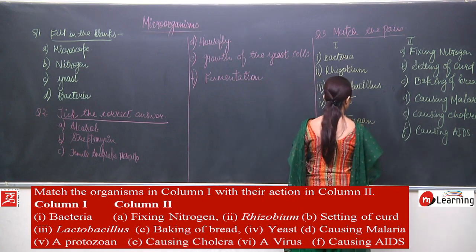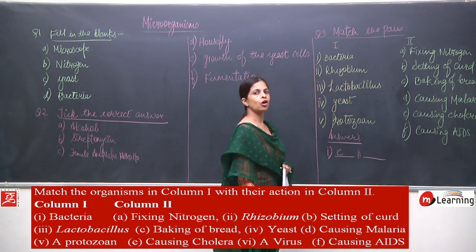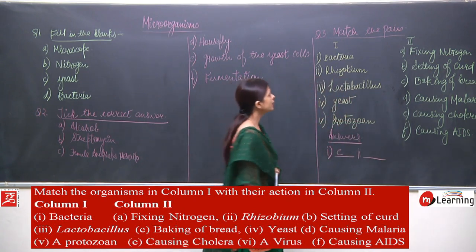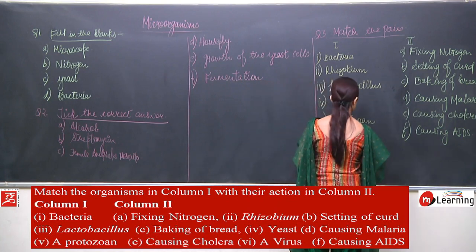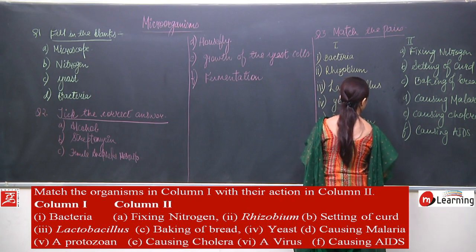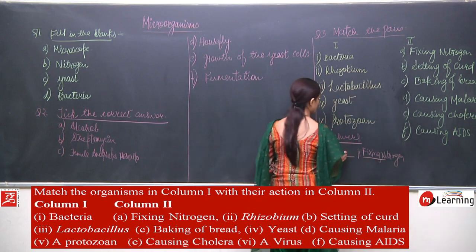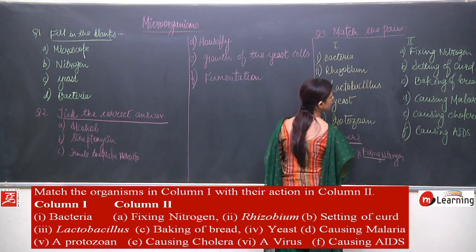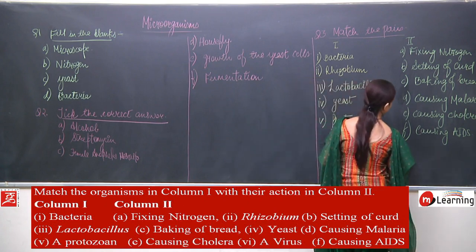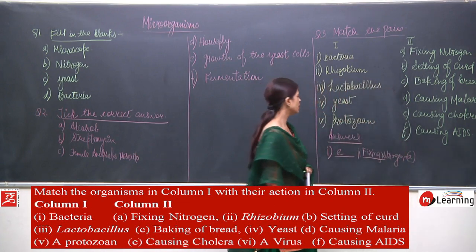Now come to the second one, and second one is rhizobium. Without seeing the options, we all can write that rhizobium is for fixing nitrogen. Oh, I wrote the answer over here. So okay, then for first also I will write, then it was cholera or E if it is written, and here nitrogen fixing means it is A. Now I won't be writing in detail, I'll be just writing the correct options.